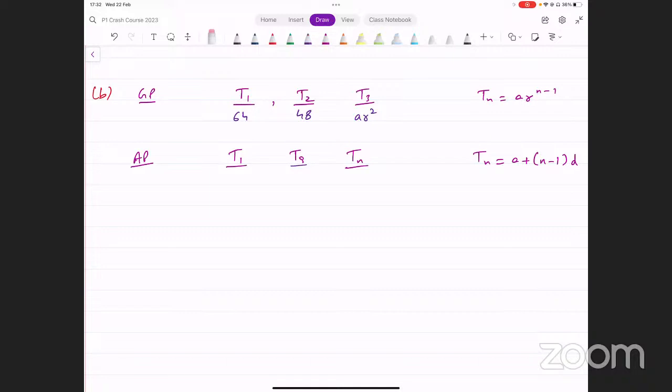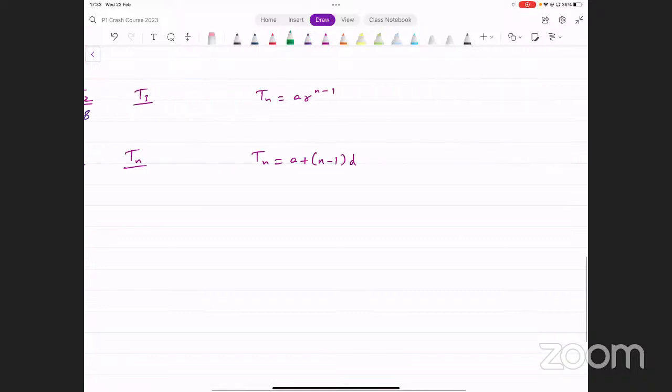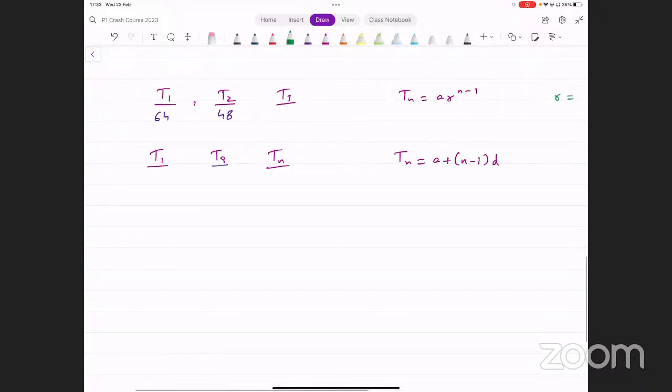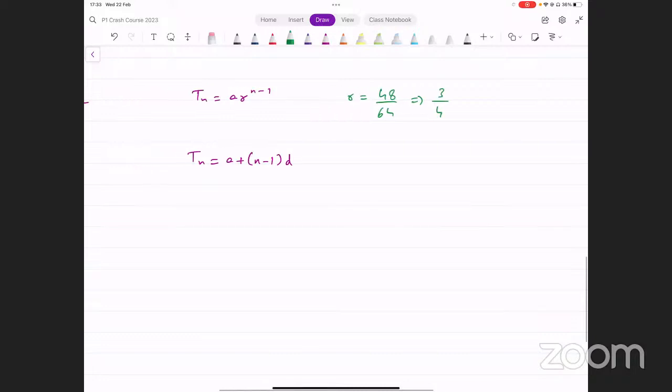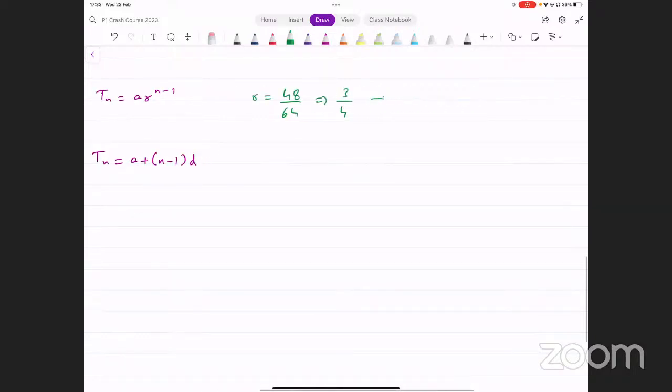From the first two terms, the ratio would be the second term divided by the first term. Let's actually evaluate this on the side here. The ratio would be equal to 48 over 64. What does that give us? That gives us 3 over 4. What about term 3 now? Can we find its value? Term 3 equals A, which is 64, into R, 3 over 4, raised to power n minus 1, that's 3 minus 1, which is 2. Evaluate this and you get the third term.